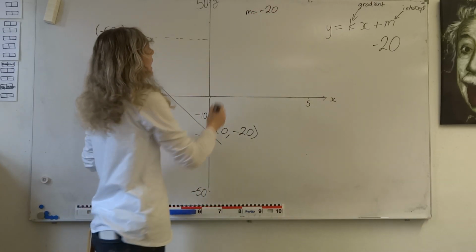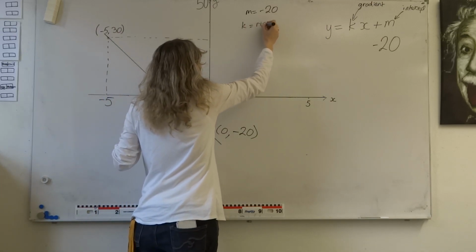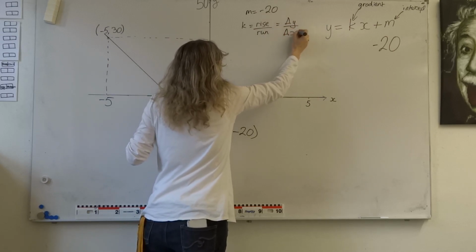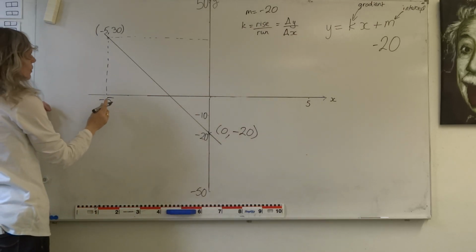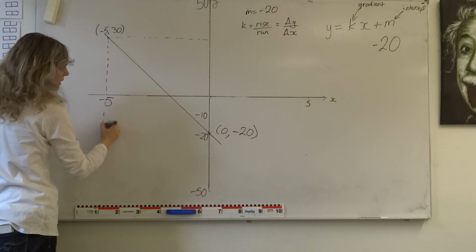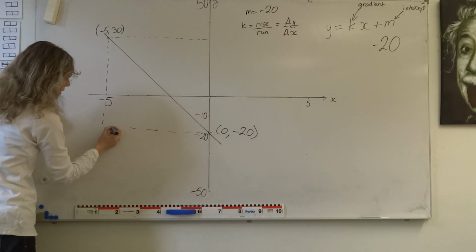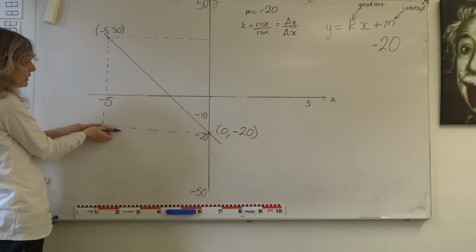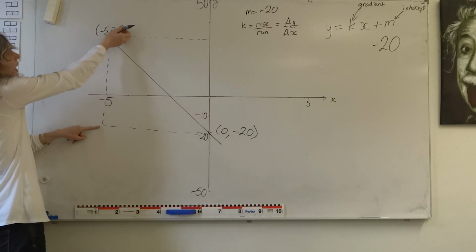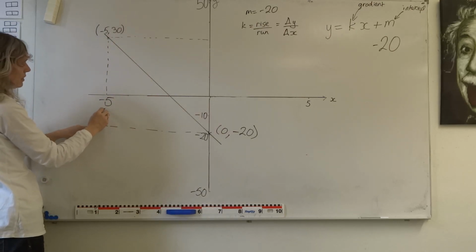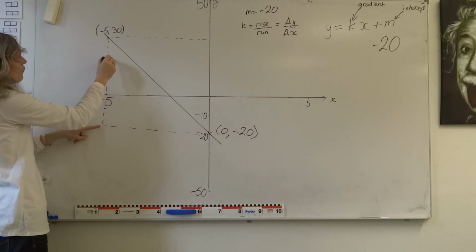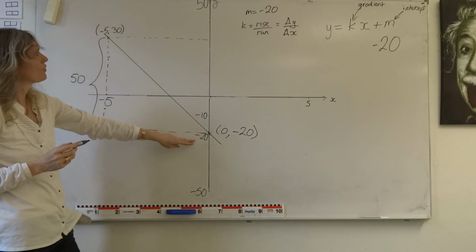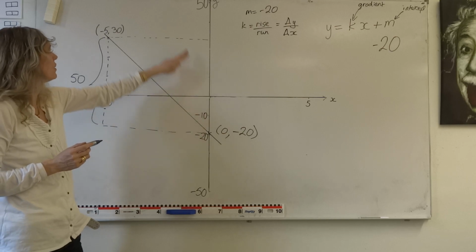In order to calculate k, the gradient, we want the rise over the run, or the change in the y-axis divided by the change in the x-axis. So let's create our triangle here that we did last time as well. And look first at the rise. How many steps have we gone up from minus 20 down here on the y-axis all the way up to 30? Well, we've gone a step of 10, 20, 30, 40, 50. We've gone up 50 steps on the y-axis. We've gone up from minus 20 all the way up to 30.